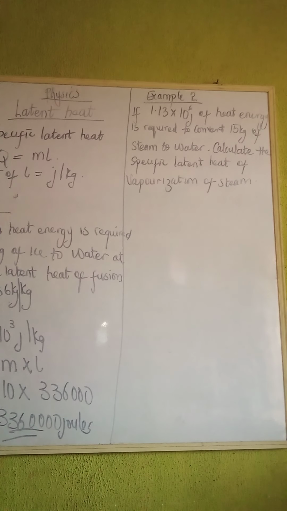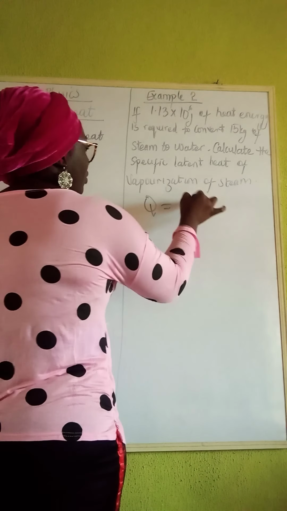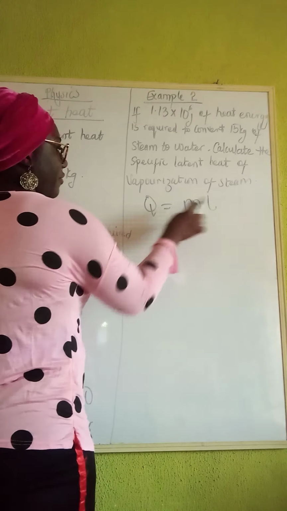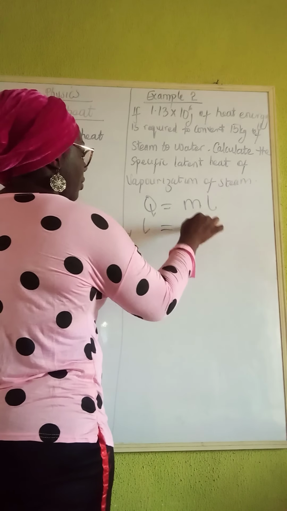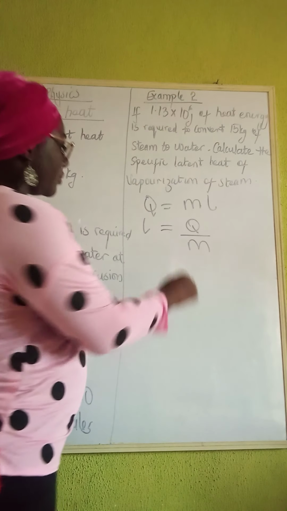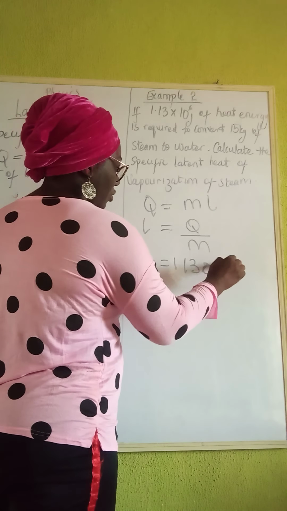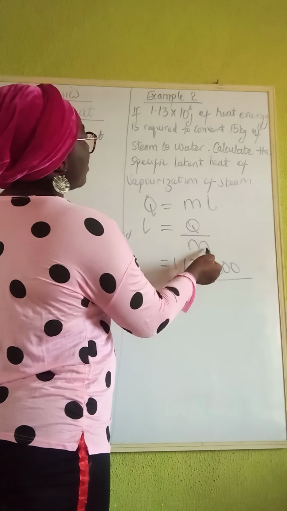We are looking for the specific latent heat. So we were given the Q, which is our quantity of heat, and we were given the mass. So we can easily look for our formula here. Q equals mL. We are looking for L. So L will be what? Q over m. What is our Q? It's given to us in the question. 1.13 times 10 to the power 6. Over what is the mass?